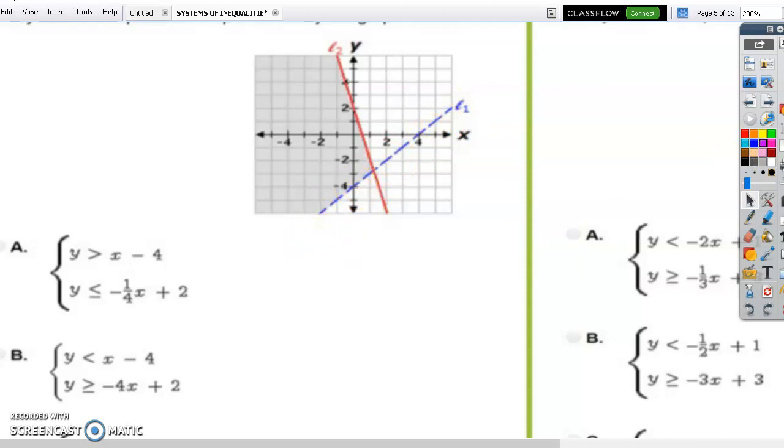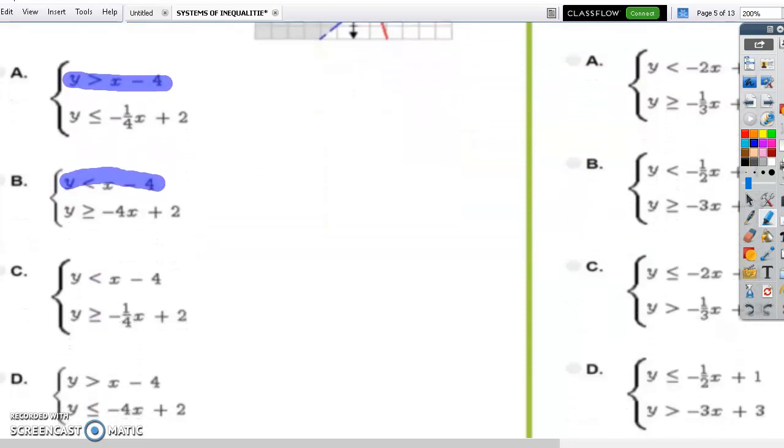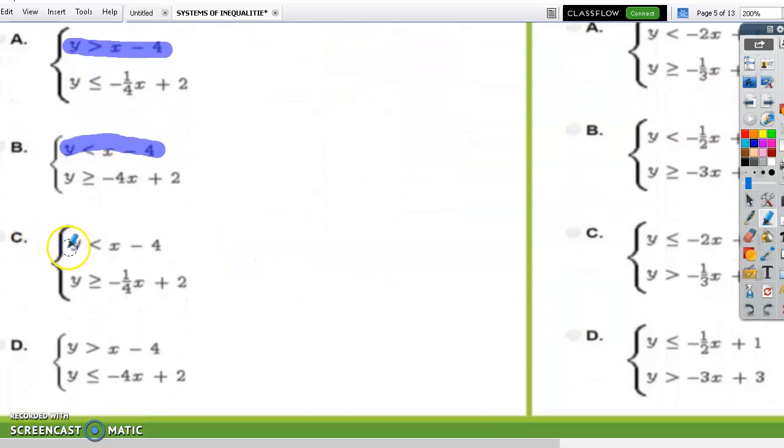So it looks like they labeled line 1 in blue and put that first, because negative 4 here, negative 4 and negative 4. Line 2 is our red, so let me highlight the red.